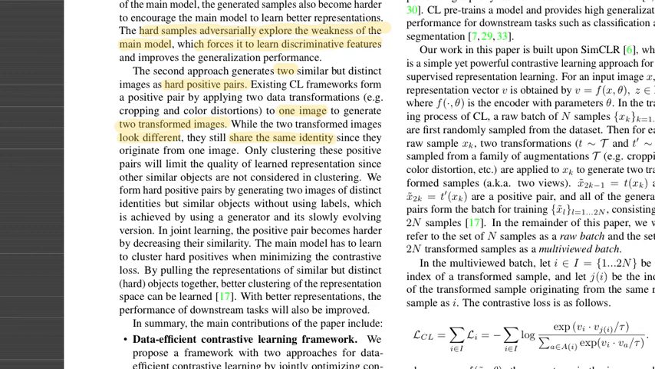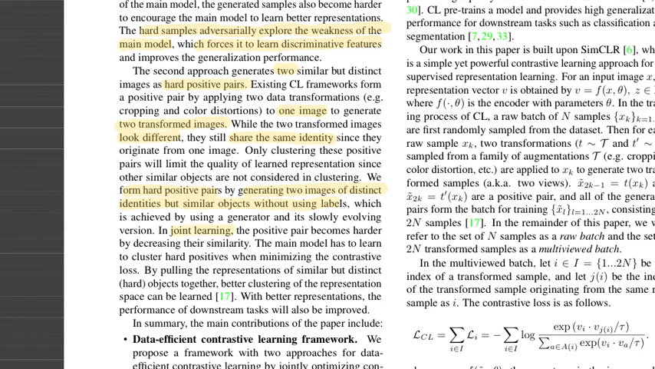There are works such as the work called With a Little Help from Neighbors that basically use a buffer or a group of examples or nearest neighbors to try to find a better instance to contrast against, but this paragraph refers to the mainstream contrastive learning domain. They, however, in this work, form hard positive pairs by generating two images of distinct identities but with similar objects without using labels. And we will talk about how they do that.